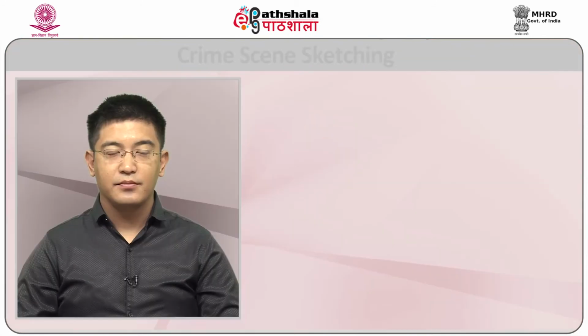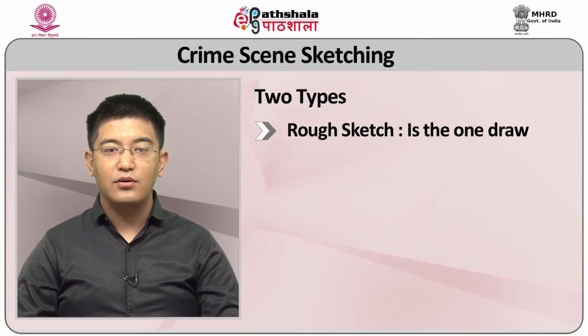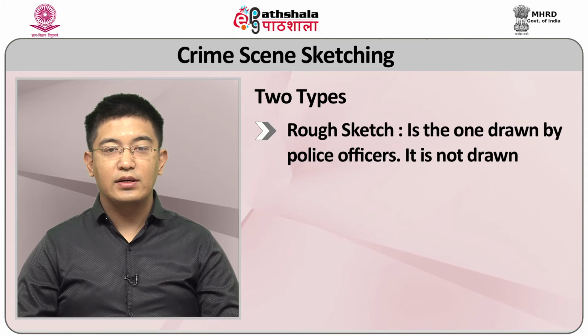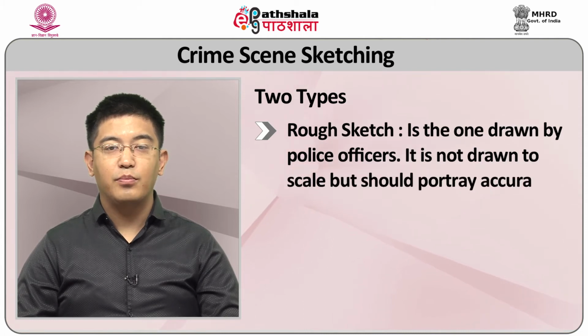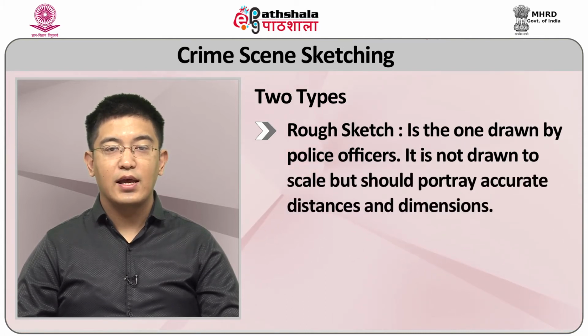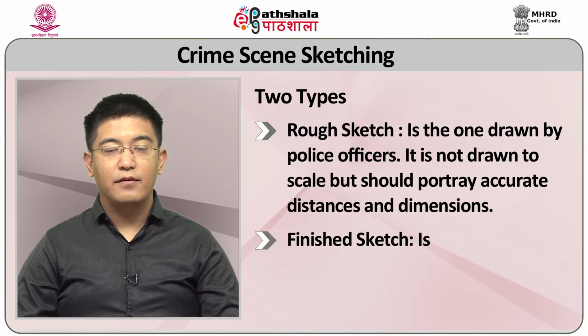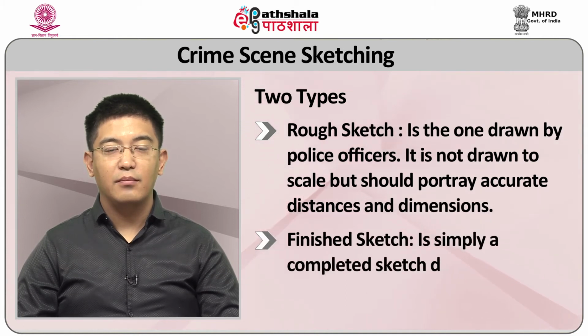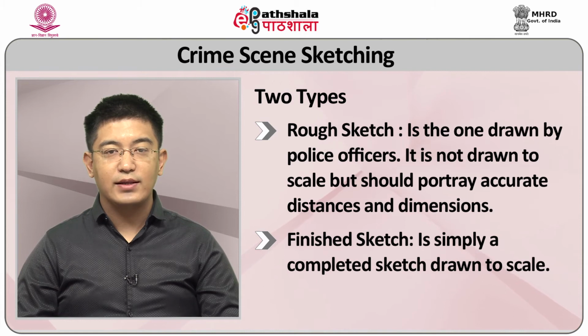There are generally two types of crime scene sketches, a rough sketch and a finished sketch. The rough sketch is the one drawn by police officers. It is not drawn to scale but should portray accurate distances and dimensions. The finished sketch is simply a completed sketch drawn to exact scale.